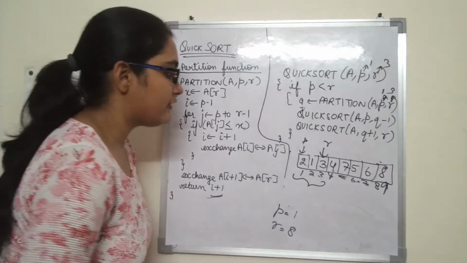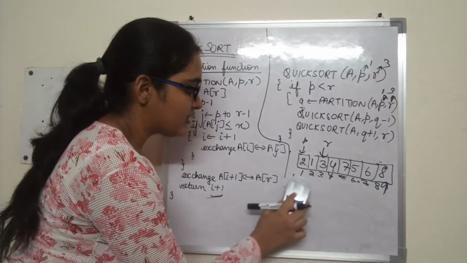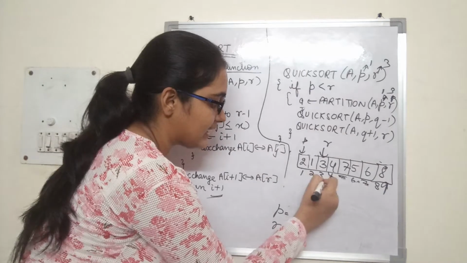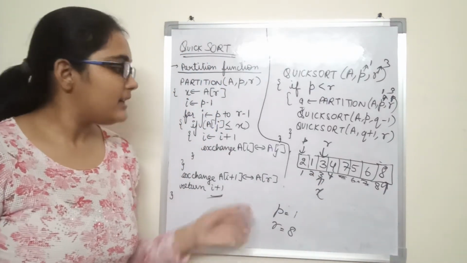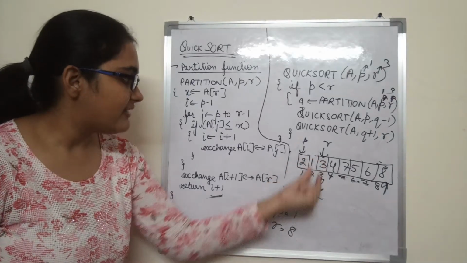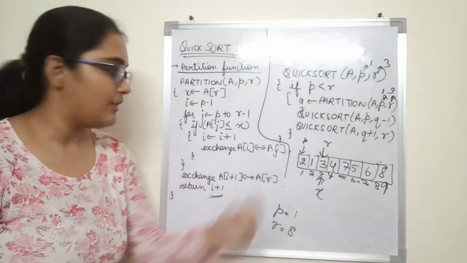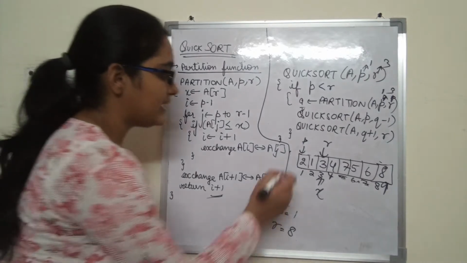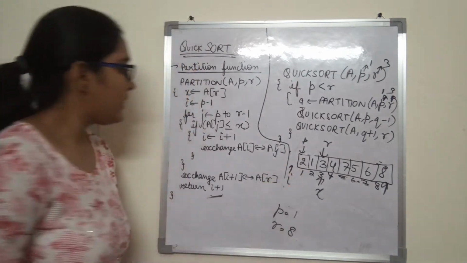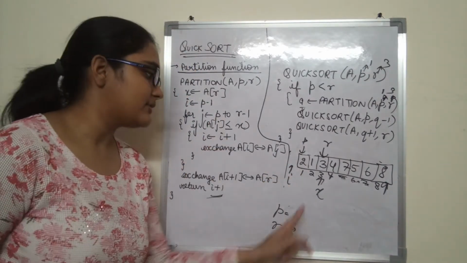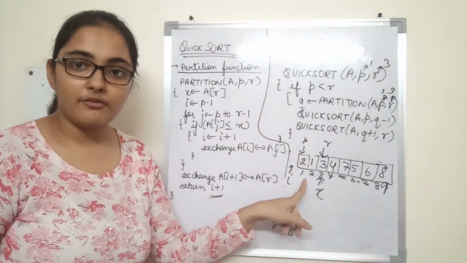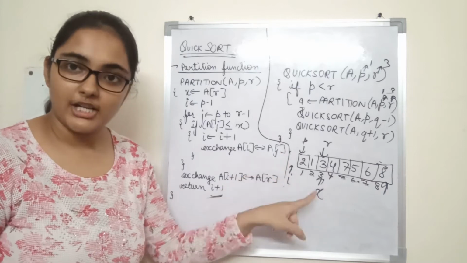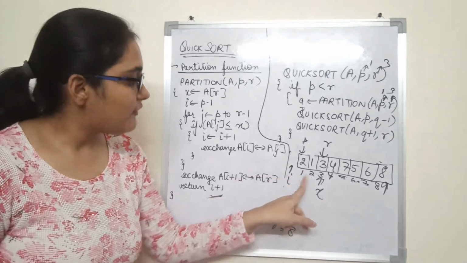X is equal to A of R. Now X is equal to this. So what was X? X was the pivot element around which we were partitioning the array, right? So X becomes A of R. That is, X is equal to 3 now, right? I is equal to P minus 1. I points somewhere here. For J is equal to P to R minus 1. That is, what is R now? R is 3. So J will run from 1 to 3 minus 1, that is from 1 to 2, right? So from 1 to 2 J runs.